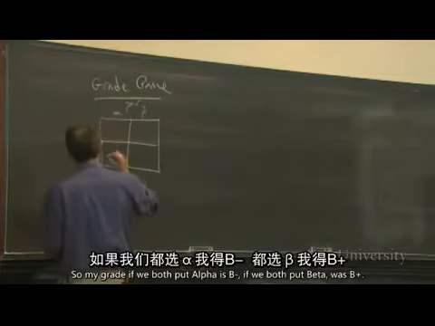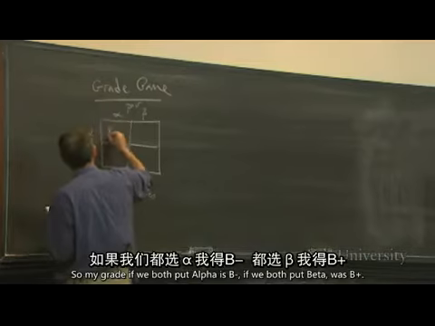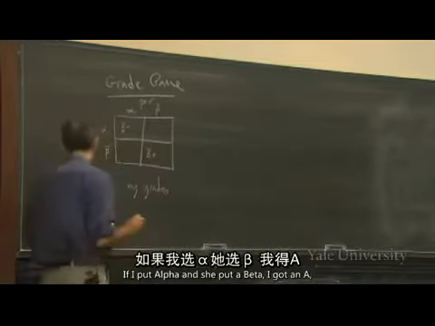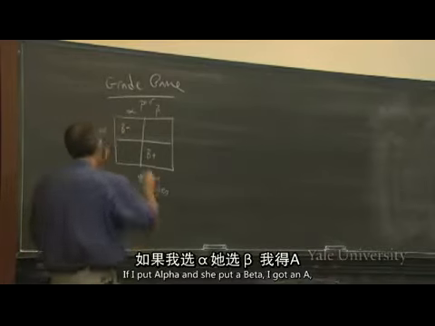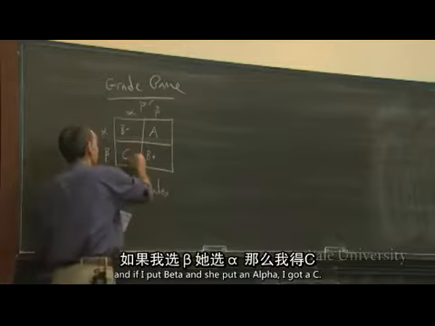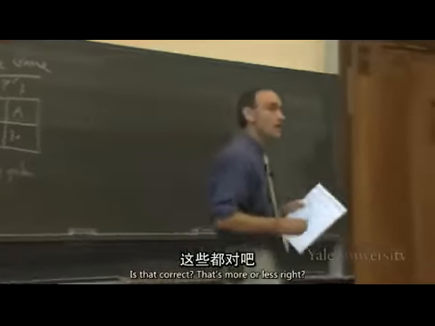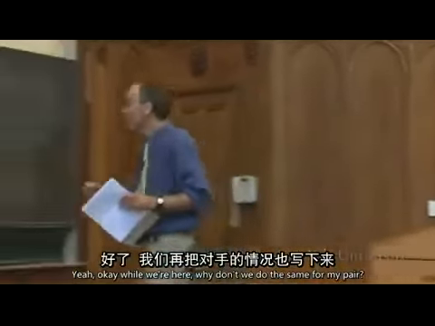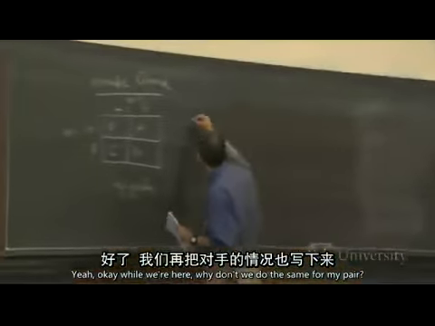All right, so my grades, if we both put alpha, is B minus. If we both put beta, was B plus. If I put alpha and she put a beta, I got an A. And if I put beta and she put an alpha, I got a C. Is that correct? That's more or less right? Yeah? OK, while we're here, why don't we do the same for my pair?